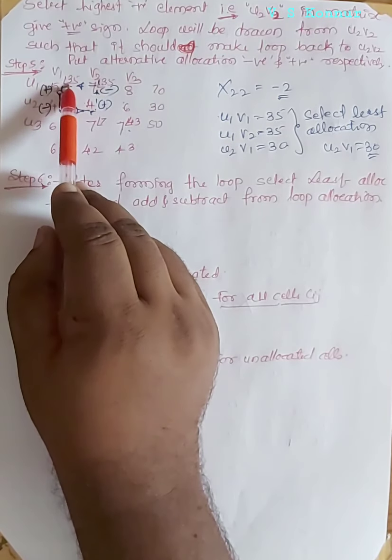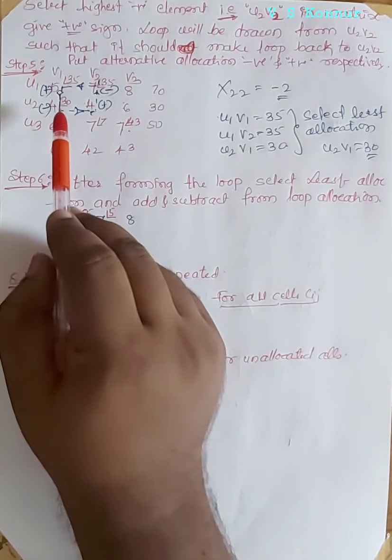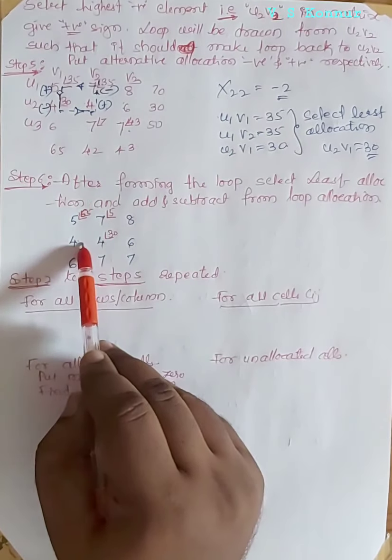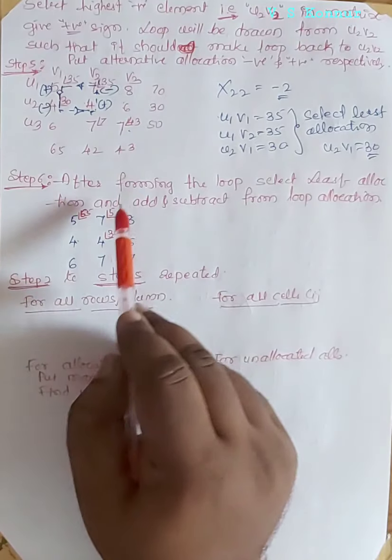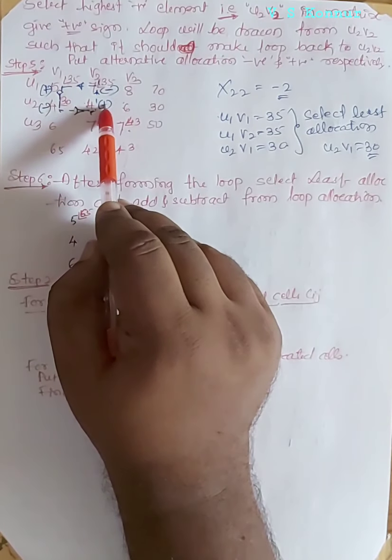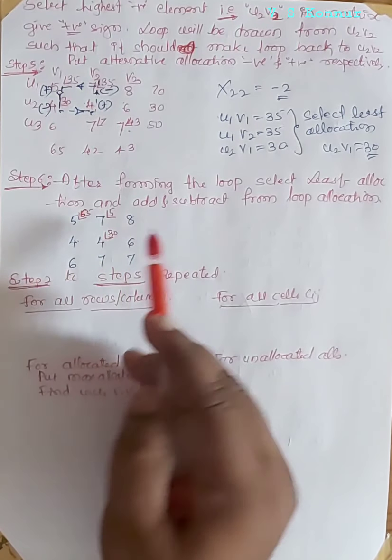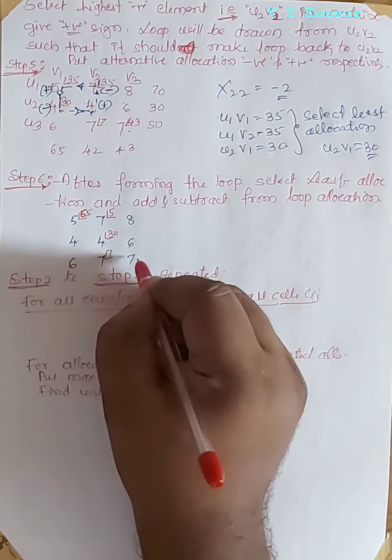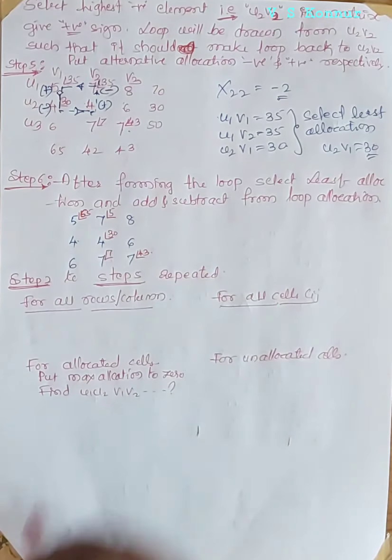Plus is there, 35 plus 30 is 65. 30 minus 30, 0. There is no allocation. 35 minus 30, 5 is the allocation. And for 4 it is plus 30, 30 is the allocation. Other allocations are 7 and 43. Right. The change in allocation has been observed.